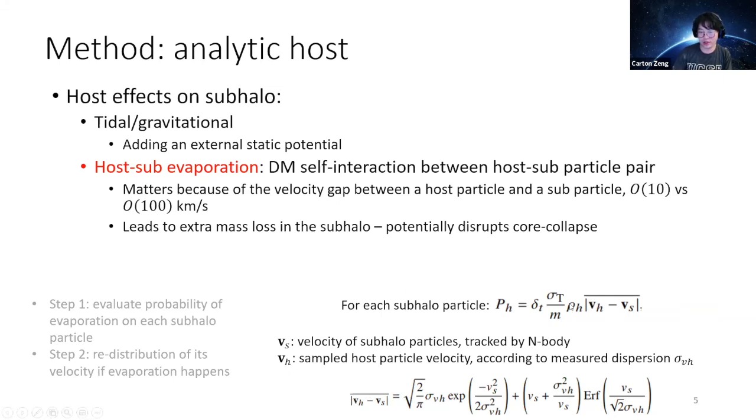So this is some detail about how we implement this evaporation effect. I will not go into details of it. In the first step, we evaluate the probability of each subhalo particle, basically the probability whether it will scatter off a host particle and have this evaporation event. This is just proportional to the local host particle density and the mean difference between the velocity dispersion of the host particle and this specific subhalo particle. And then we do the redistribution if it scatters off.